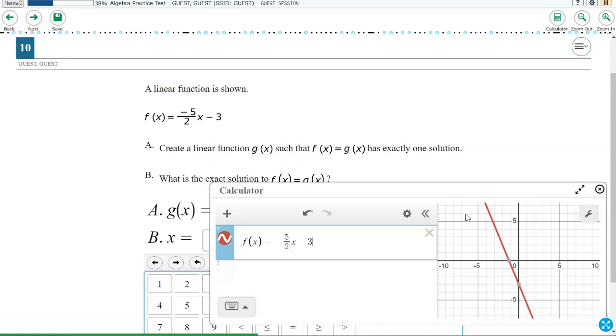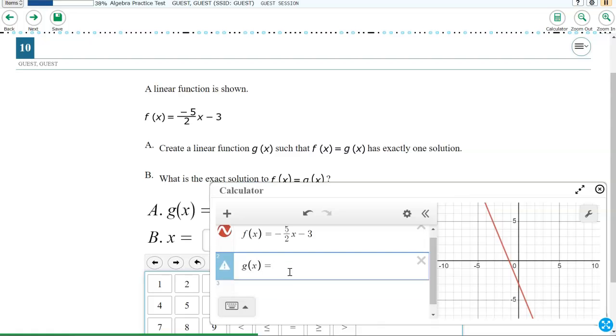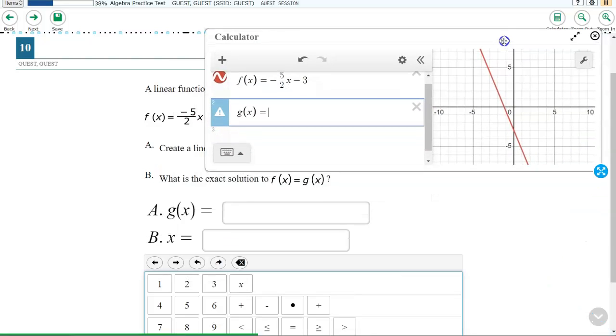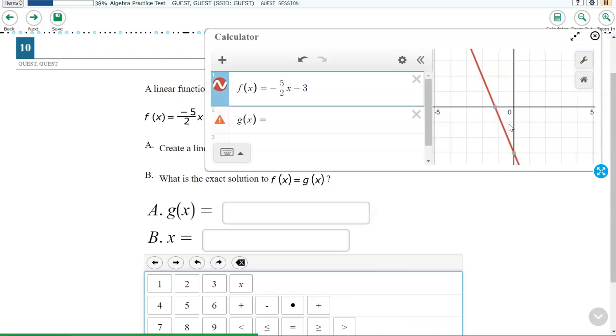It says create a linear function g of x so that f of x and g of x has one solution. All right, so I need g of x to equal something that crosses this line. Well, it would be nice, and you know there's really an unlimited amount of lines to put here. I guess that's why it's so challenging.